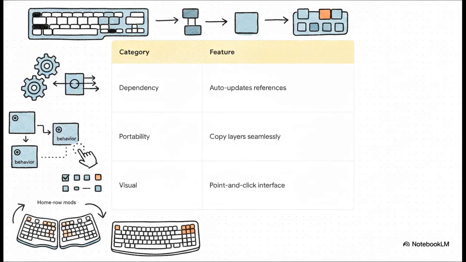But the GUI goes way beyond just clicking keys. It automates the real heavy lifting of layout management. Take dependency handling, for example. If you rename or move layers and behaviors, the editor automatically updates every single reference. Bam! No broken links. Then there's layer portability, which lets you seamlessly copy entire layers and behaviors right between different layouts. And visual organization. You get to rely on a super intuitive point-and-click interface to clearly order your logic.